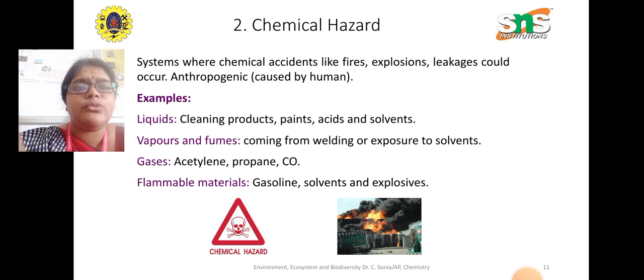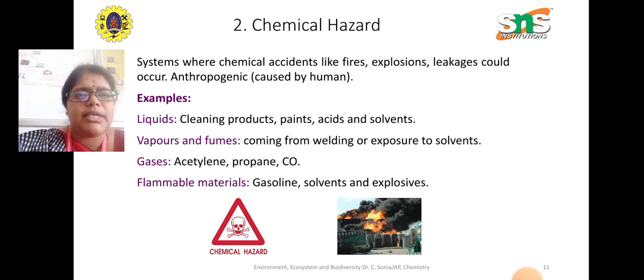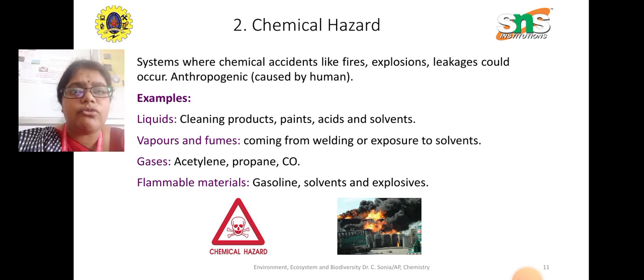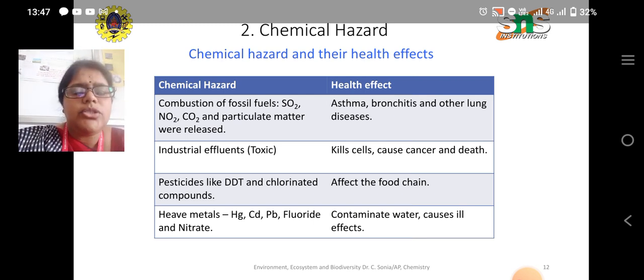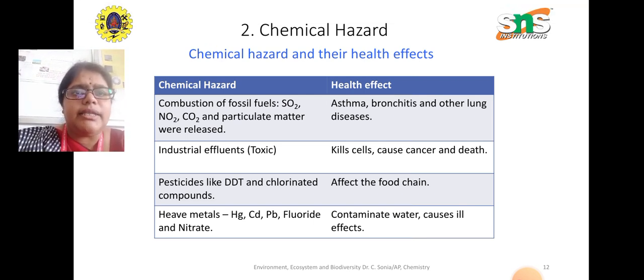Then vapors and fumes coming from welding or exposure to solvents. Then gases like acetylene, propane, carbon monoxide. Flammable materials: gasoline, solvents and explosives. These cause chemical hazards, which are hazardous to the environment, plants, animals and humans. So there are a few chemical hazards and their health effects.